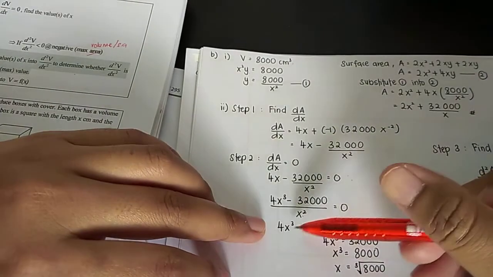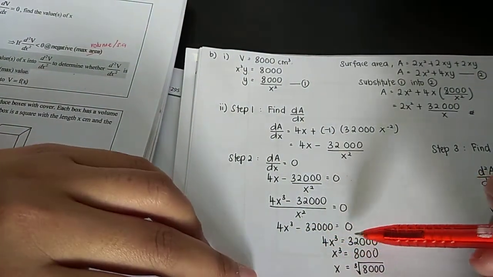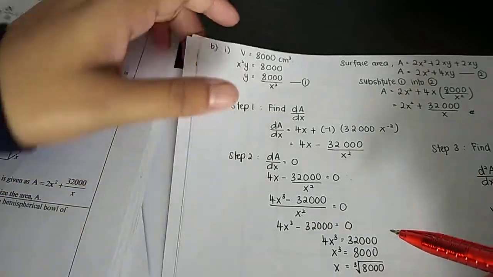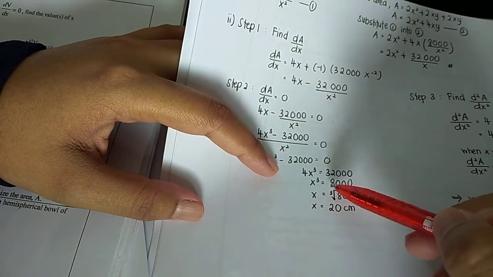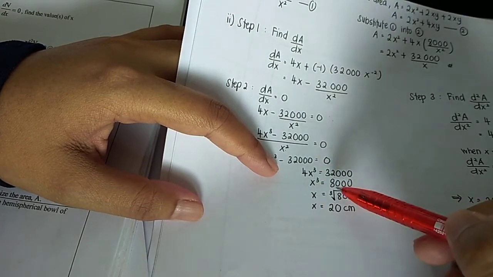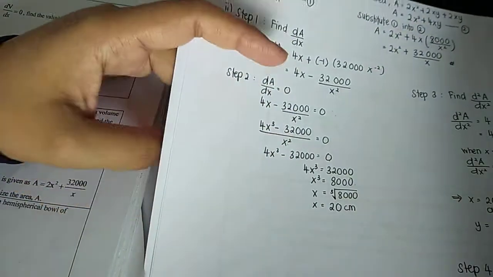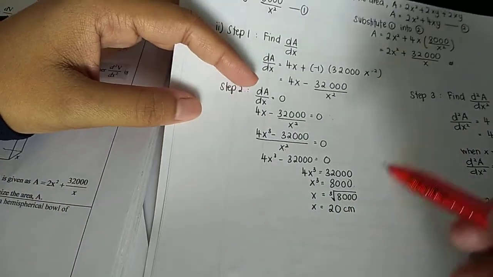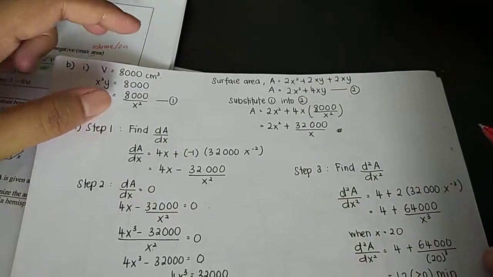Okay, kita proceed. So 4x cube minus 32,000 equal to 0. So 4x cube equal to 32,000. Okay, so divide by 4, so dapat 8,000. Okay, x cube equal to 8,000. So x equal to cube root of 8,000. So awak akan dapat satu je lah value, which is 20 cm. Unit jangan lupa. Okay, step 3, check for second derivative.